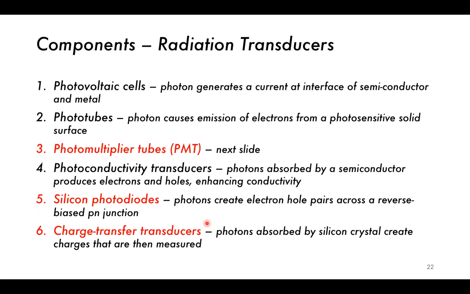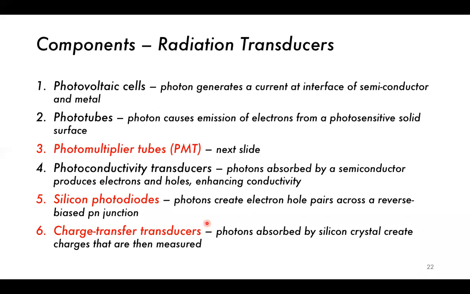current. Phototubes then, this is where the photon causes emission of electrons from a photosensitive solid surface. What happens is the photon is incident on maybe a piece of metal. Whenever it hits that piece of metal, an electron is released or ejected from the surface, and this electron is how the current is passed through and how the light is detected. Photomultiplier tubes are based on phototubes, but they're more advanced. We'll talk about that in the next couple of slides. Photoconductivity transducers. Here the photons are absorbed by a semiconductor, which produces electrons and holes, enhancing conductivity.